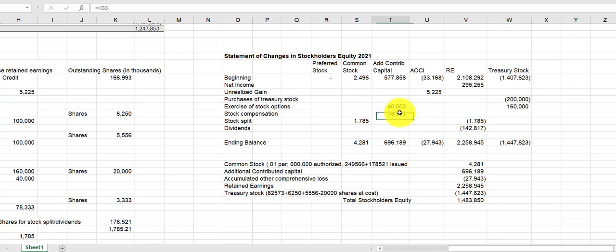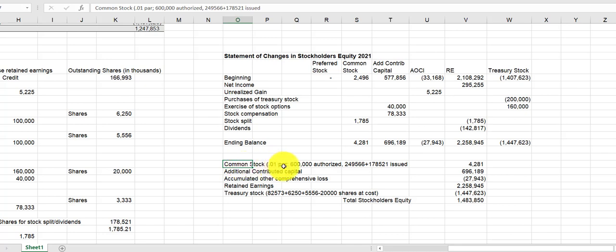Stock compensation changes additional contributed capital as it shows in our journal entry. Stock split changes common stock and retained earnings. Retained earnings goes down, common stock goes up. And then we put our dividends in as a negative. We get our new balances after those changes. Those new balances then go on the balance sheet, and we make this look pretty much like it started. I skipped preferred stock in there, it would be just the same exact thing, nothing changed.